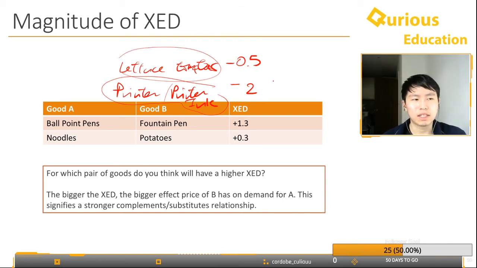So that's how you would interpret the number here. And try not to interpret the number with the negative sign because it would just confuse you. So just interpret the absolute number. So if 2 is greater than 0.5, then that means they have a closer relationship.